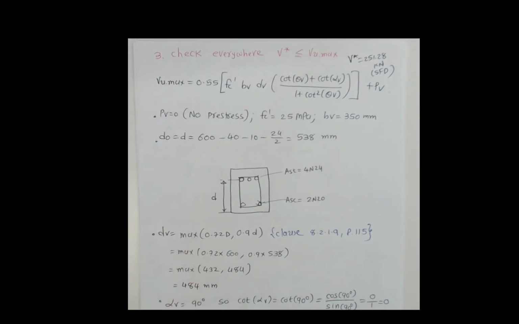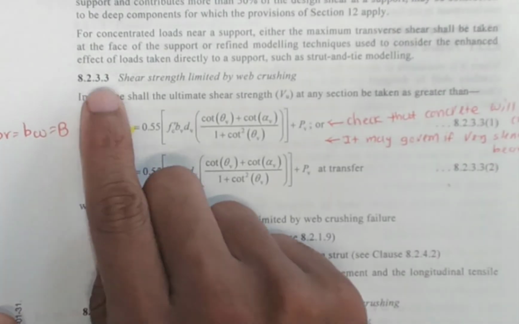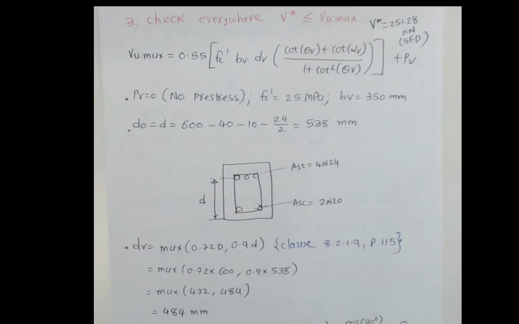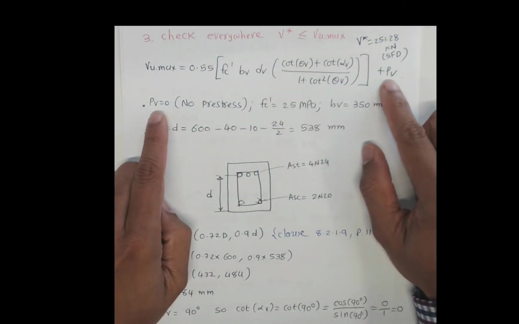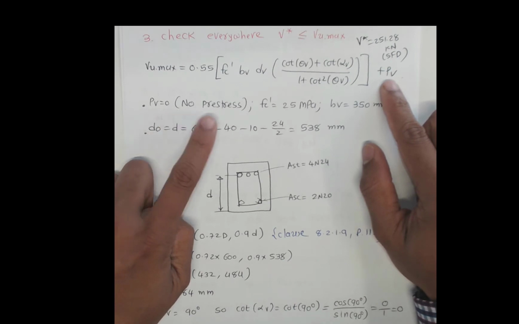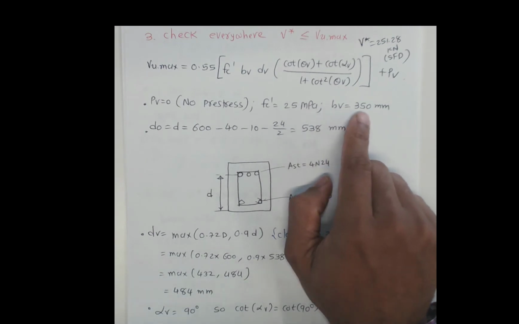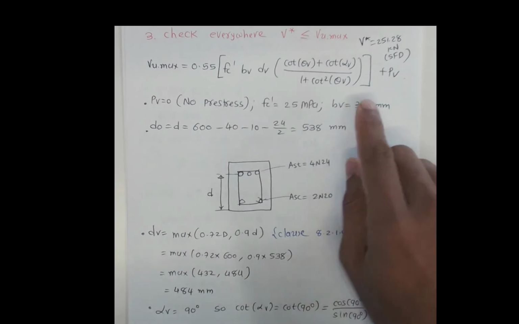Now VU maximum is taken from the Australian standard. On page number 116, clause 8.2.3.3, we have an equation to calculate the maximum shear strength. In these equations we don't have any pre-stress, so PV equal to 0. FC dash is given in the questions, 25 megapascals. BV is the width of this beam, which is 350 millimeters, given in the questions.